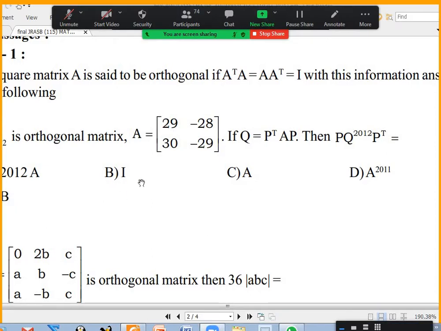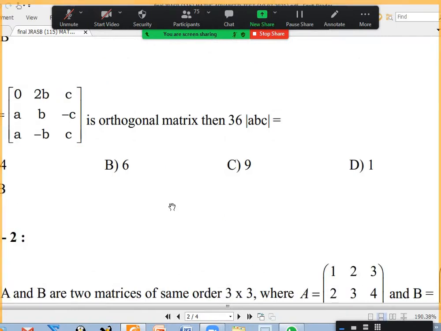So it is the identity matrix because it is an even power. Is it okay? 26? Okay, 27. Any doubt?